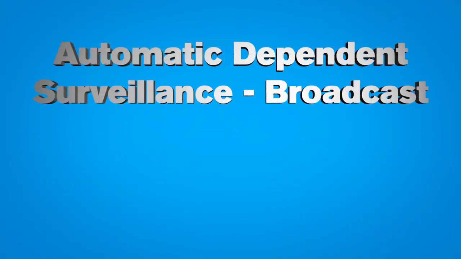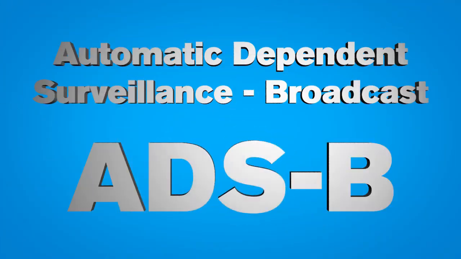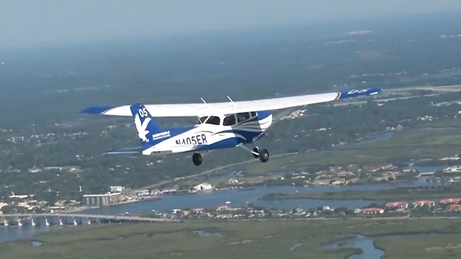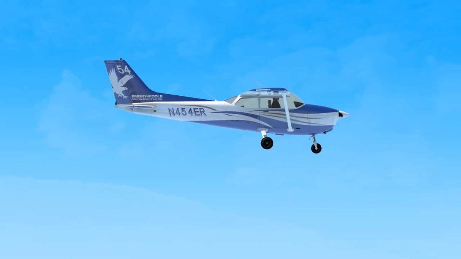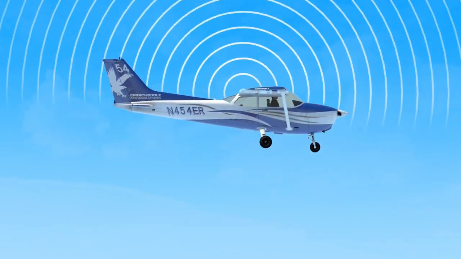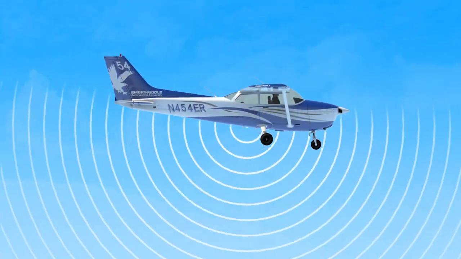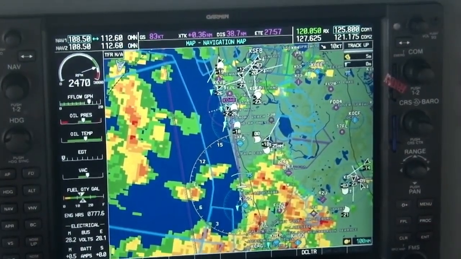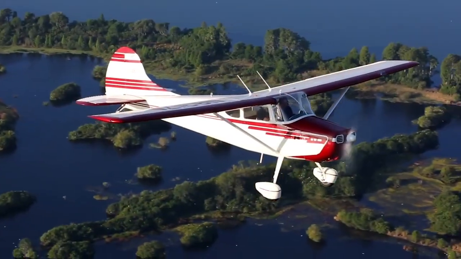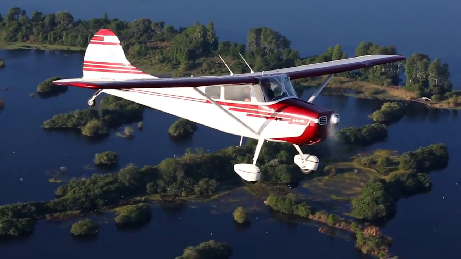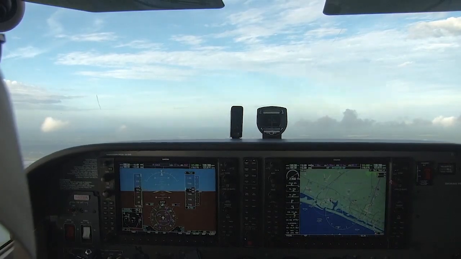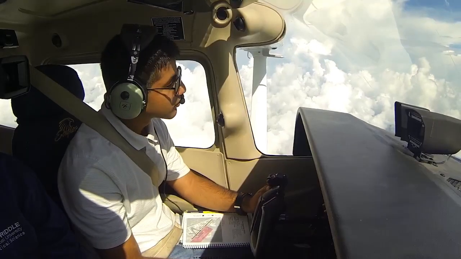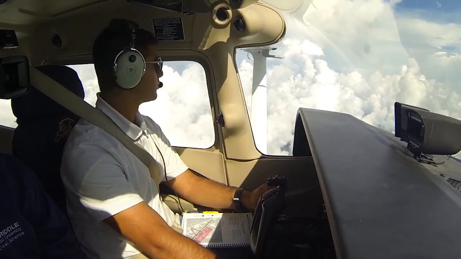Automatic Dependent Surveillance Broadcast, or ADS-B, is a system installed on all Embry-Riddle aircraft to help pilots locate traffic. ADS-B allows aircraft to broadcast their position to air traffic control and to other ADS-B-equipped aircraft. This will allow other traffic to show up on a moving map display in the cockpit. Not all aircraft are required to have ADS-B equipment installed, so while ADS-B will help improve your situation awareness, it is not a substitute for visual scanning.